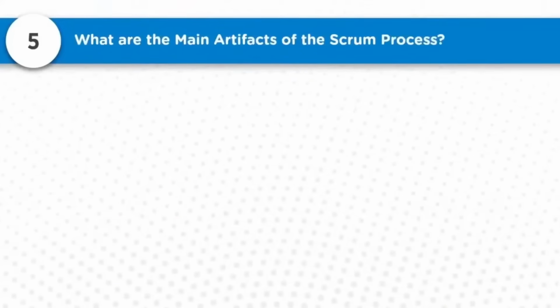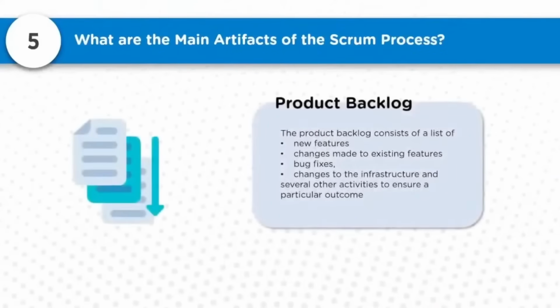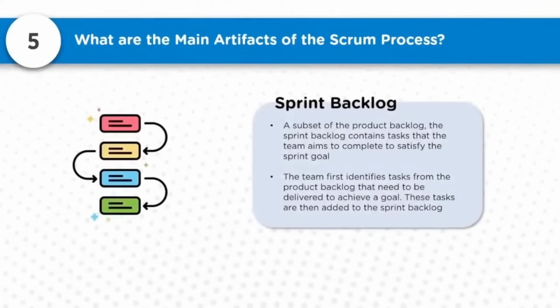Question number 5, what are the main artifacts of the Scrum process? Now, the product backlog consists of a list of new features, changes to the existing features, bug fixes, changes to the infrastructure and several other activities which the organization is looking to bring in to ensure a particular outcome. So that is the product backlog. Then we can speak about the sprint backlog, a subset of the product backlog.